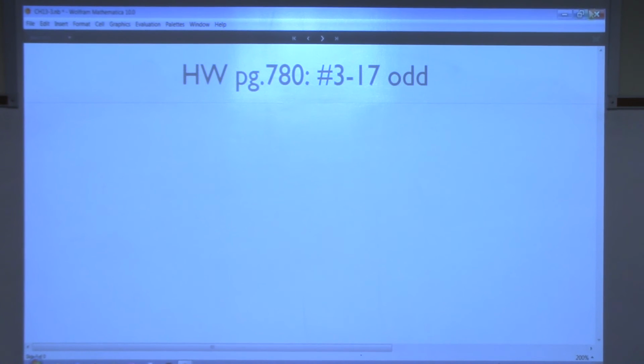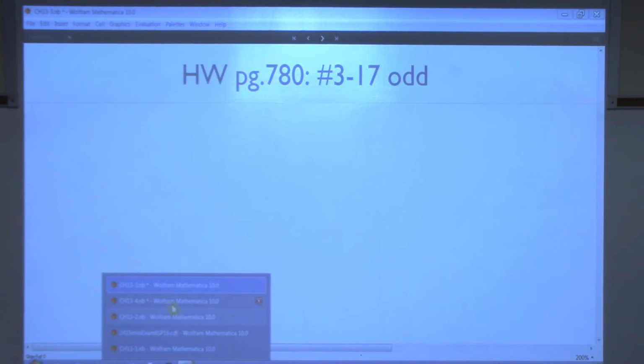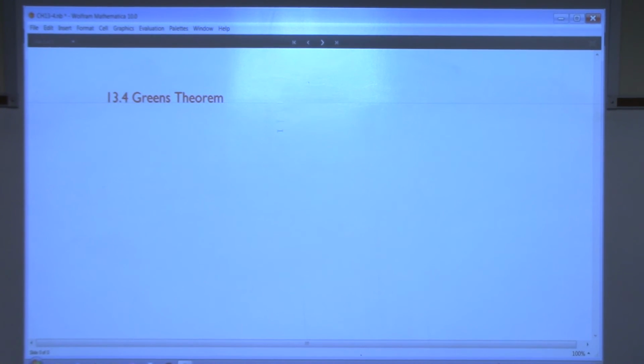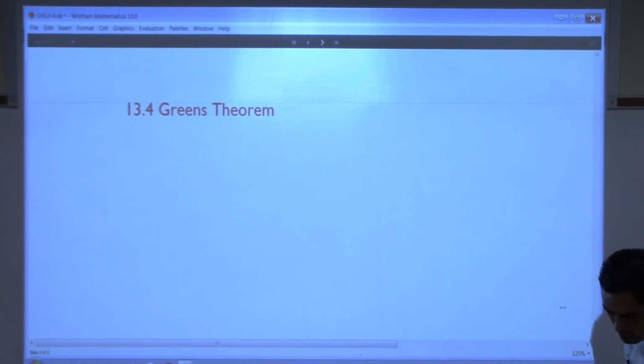All right. Move to the next section. We are in 13.4, Green's theorem. An entire section dedicated to one theorem. And this is a huge, fundamental result that we have here. And I think it's quite beautiful if you take a look at what it's saying.